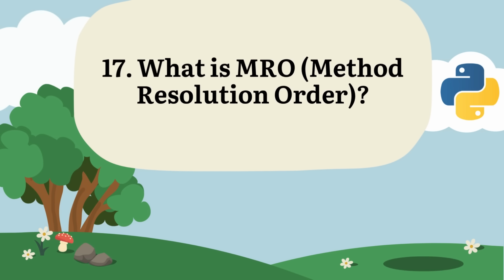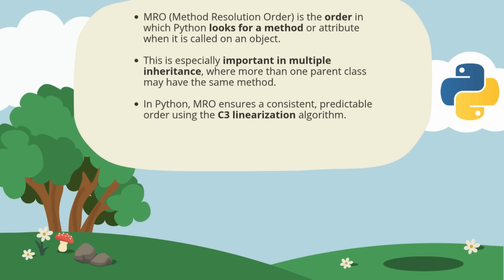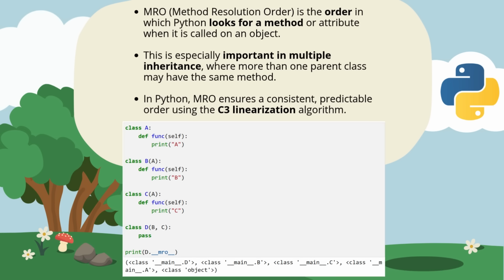Next, what is MRO, or Method Resolution Order? MRO defines the order in which Python looks for methods when multiple inheritance is involved. It uses the C3 linearization algorithm, and you can check it with the __mro__ attribute.